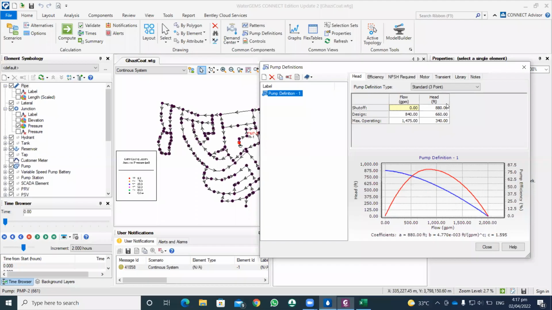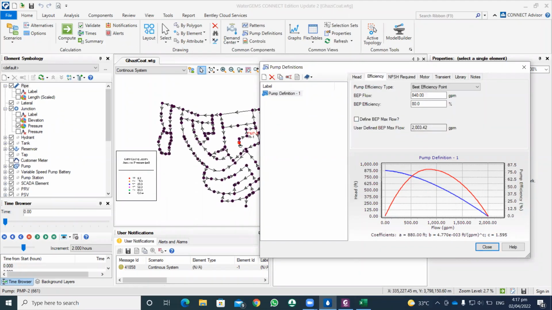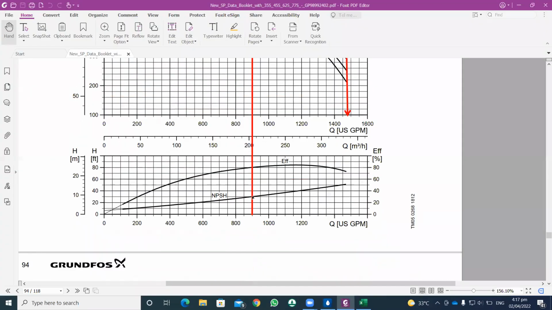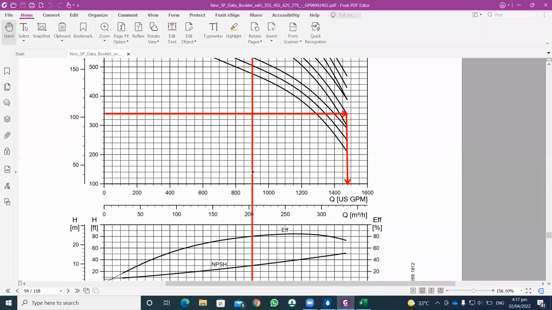So these are the values which I enter here, and the efficiency has also been calculated by projecting downward. These are the curves for the efficiency curve for the pump. So I took the value of about 80% efficiency for the value of 840 gallons per minute.